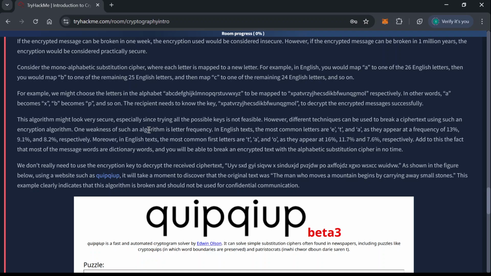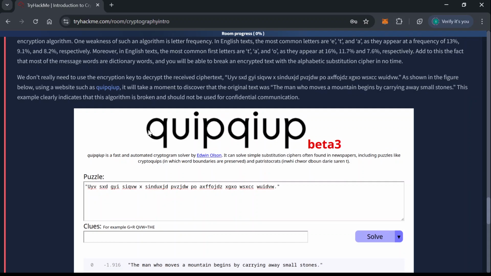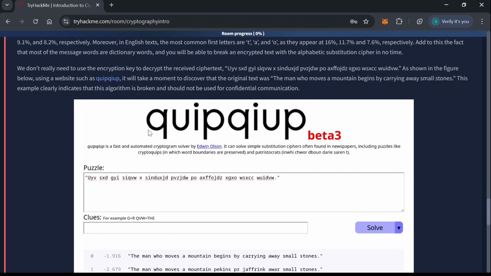Moreover, in English text, the most common first letters are T, A, and O, as they appear at 16%, 11.7%, and 7.6%, respectively. Now, let's add to this the fact that most of the message words are dictionary words, and you'll be able to break an encrypted text with the alphabetic substitution cipher in no time. We don't really need to use the encryption key to decrypt the received cipher text, as shown in the figure below. Using a website such as QuipQuip, it will take a moment to discover that the original text was "The man who moves a mountain begins by carrying away small stones."